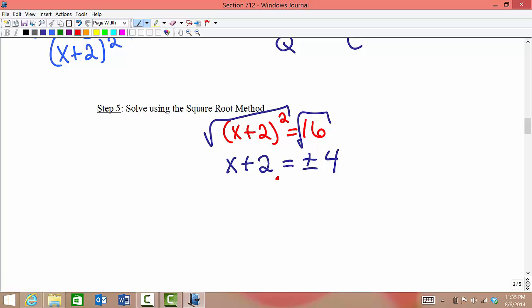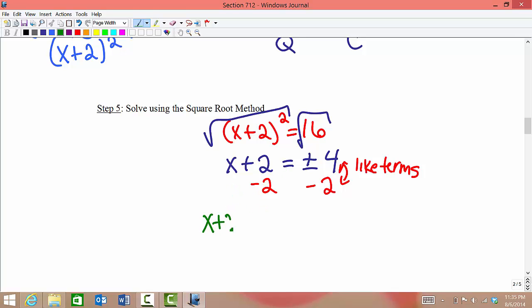Now, we want to be careful. We want to know if I subtract the 2, are these like terms? And the answer is yes, they are like terms. So I do want to combine them, but I can't combine them if I'm considering that to be a positive 4 and a negative 4 at the same time. So I will need to separate.